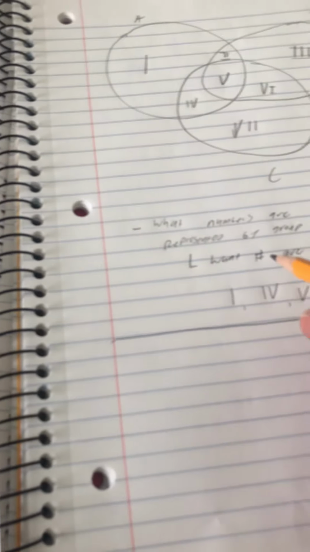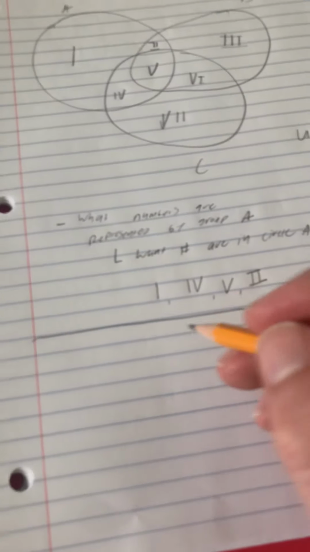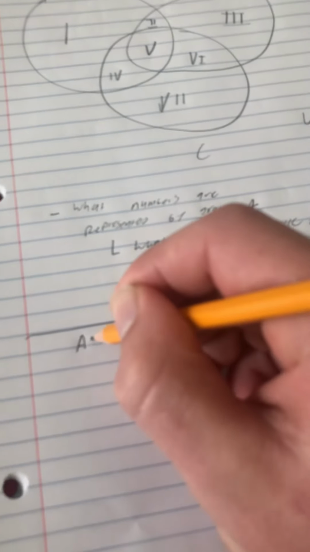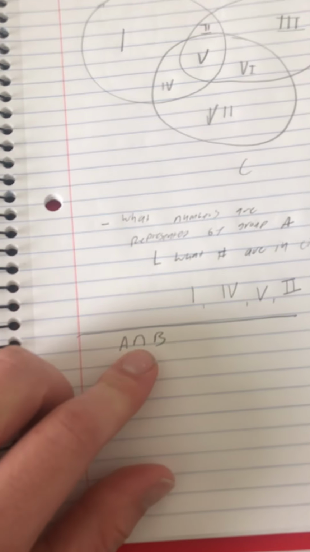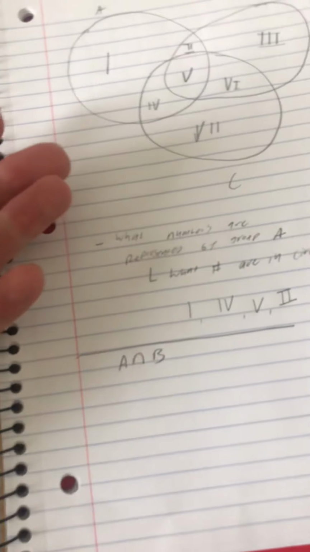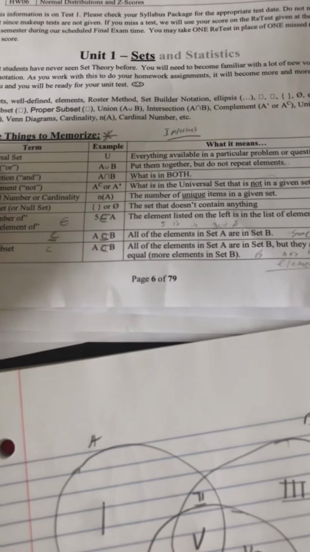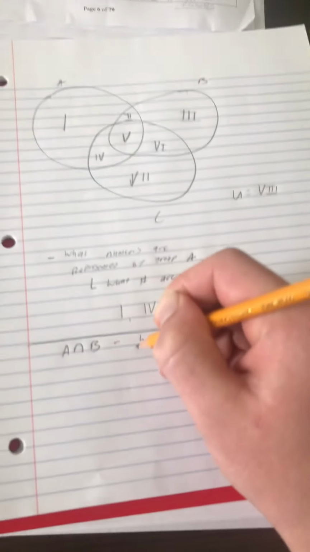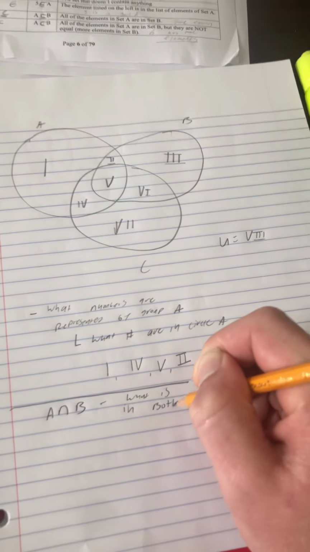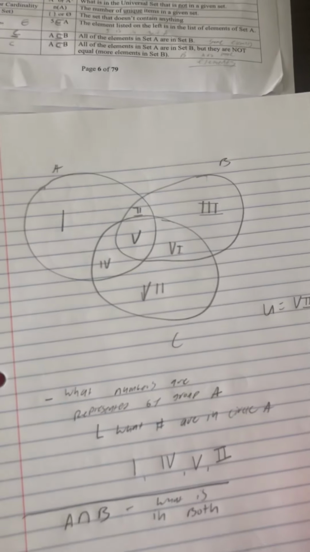Moving on, which region represents A union B? So we're going to write A intersection B. So we have A intersection B right here. What the heck does that mean? Let's go over here to our answer key, and we can see that when it asks for A intersection B, it's asking for what is in both. So let's go ahead and write that out. What's in both circles?